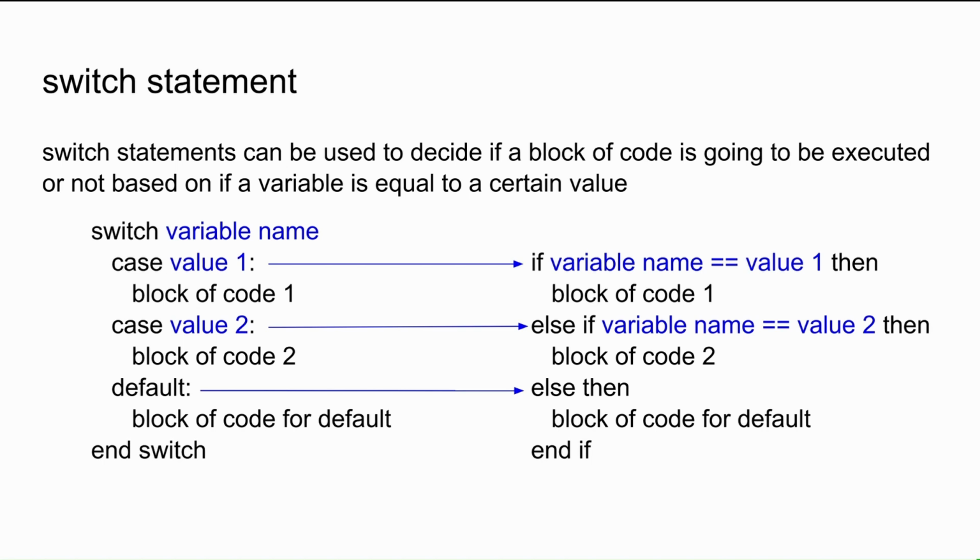Then, we will have the block of code for that if and an else if for the second case in the switch. Again, we compare if the variable name is equal to a certain value. In this case, value 2. If it is, it will execute the block of code 2. Finally, if the variable name wasn't equal to any of the previous cases, we have an else executing the block of code for the default case on the left. Switch statements will always compare if a variable is equal to a certain value. So these statements don't use the other comparison operators we have seen before, like less than or greater than.